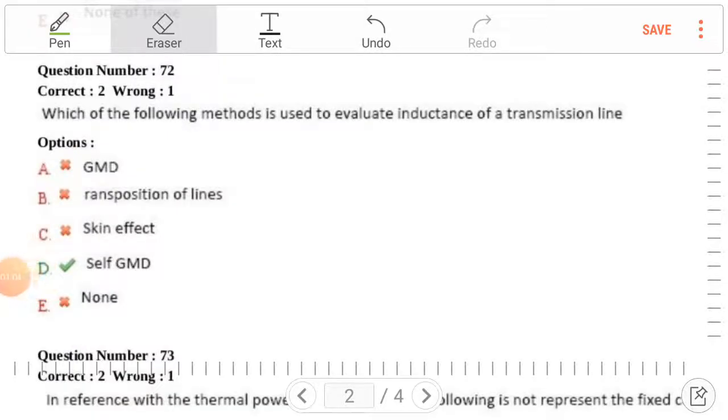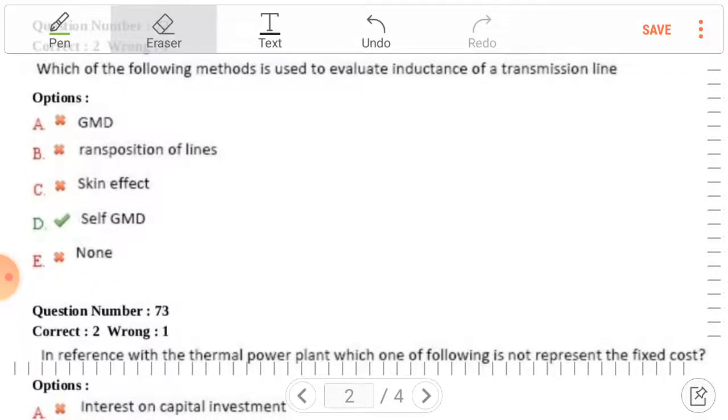Next question: which of the following methods is used to evaluate the inductance of a transmission line? We know that self GMD is used to find the inductance.